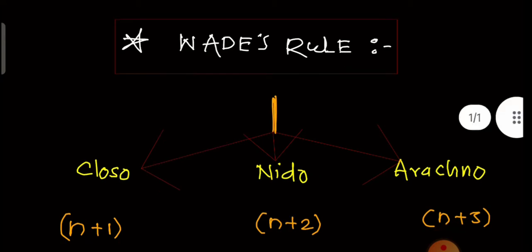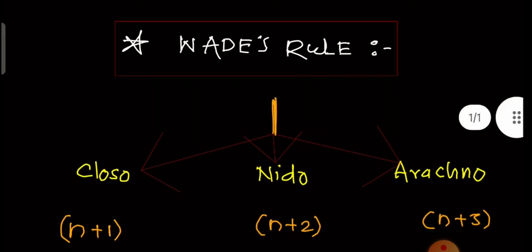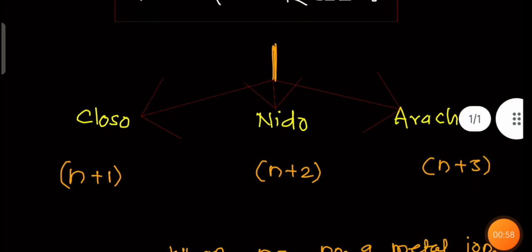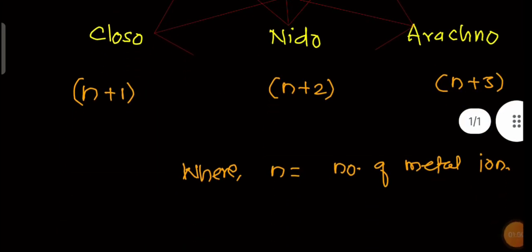carboranes. Now we will see that Wade's rule classifies three different geometries or structures: closo, nido, and arachno. For closo the formula is n plus 1, for nido it is n plus 2, and for arachno it is n plus 3. Here n is nothing but the number of metal ions in the system.